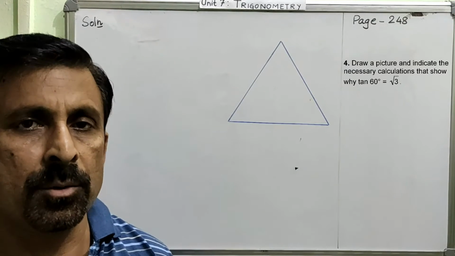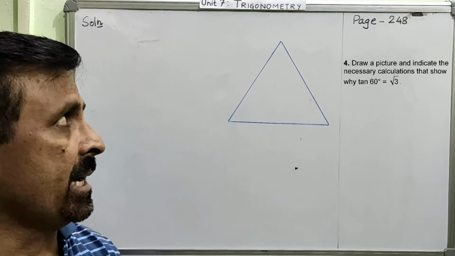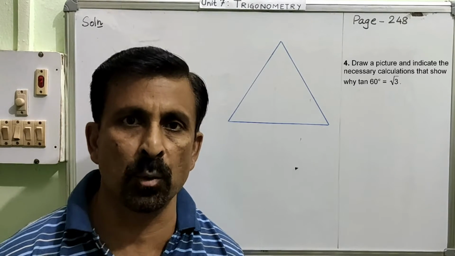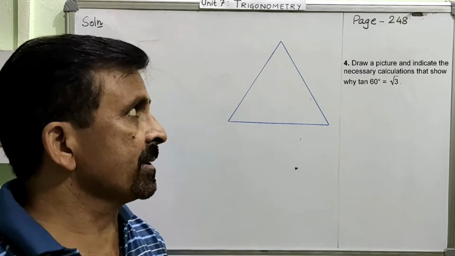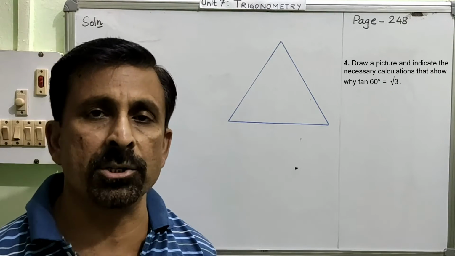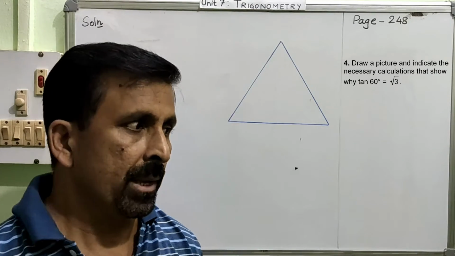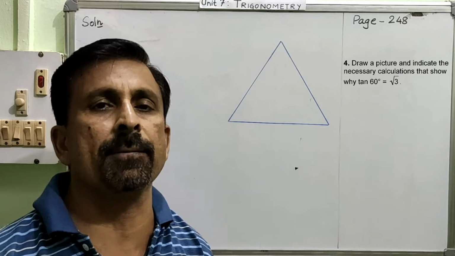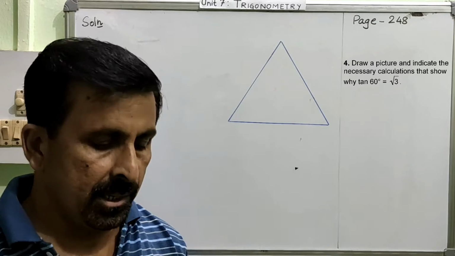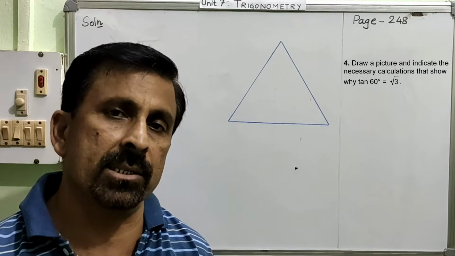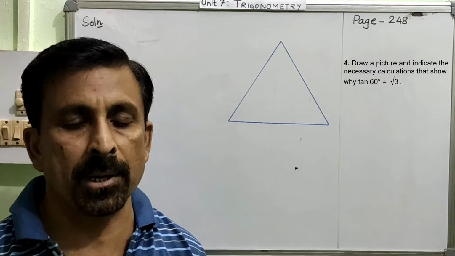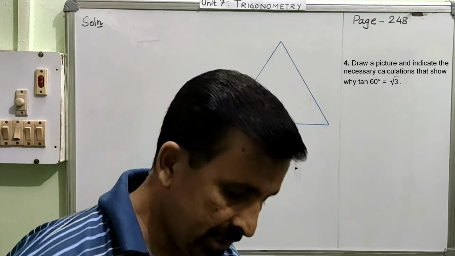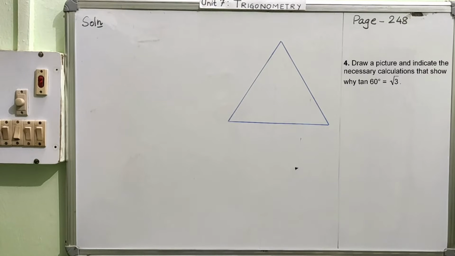Good morning. Today we are going to continue the same exercise on page number 248. In the previous video we completed till question number 3. I will remind you that this exercise is about the reciprocal of trigonometrical ratio, right? So we are doing all the calculations for the reciprocal of trigonometrical ratio. Is this very clear?